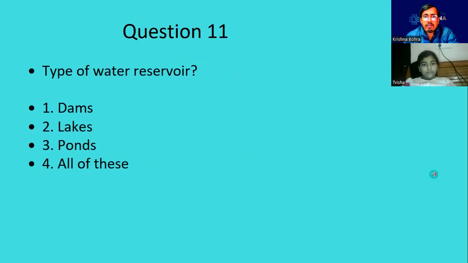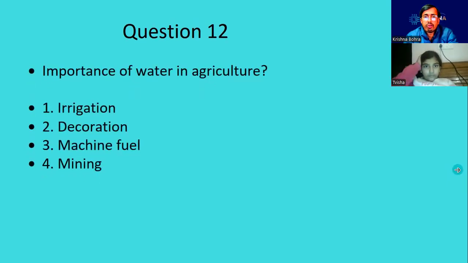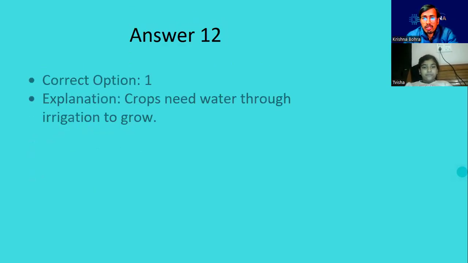Let's move on to question number 11. Which type of water reservoir is a dam, lake, pond, and all of these? Option 4, all of these. You are absolutely correct. Moving on to question number 12. The importance of water in agriculture is irrigation, decoration, machine, fuel, and mining. Irrigation. You are absolutely correct.